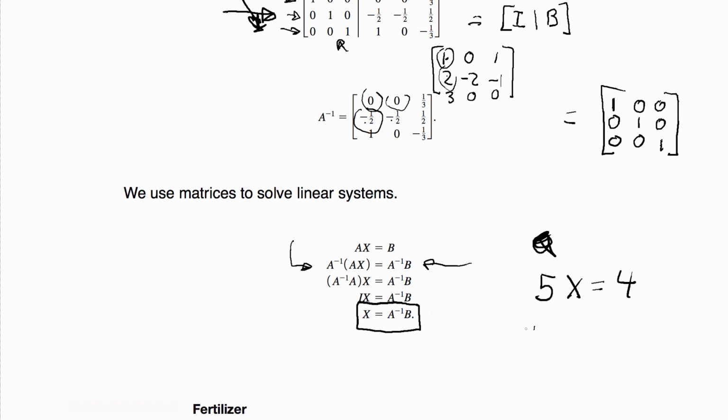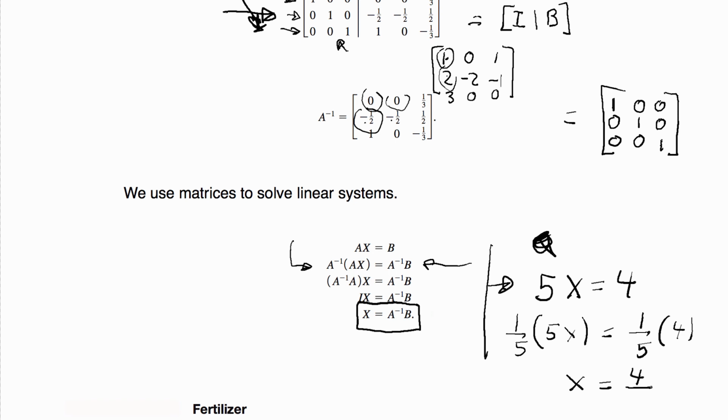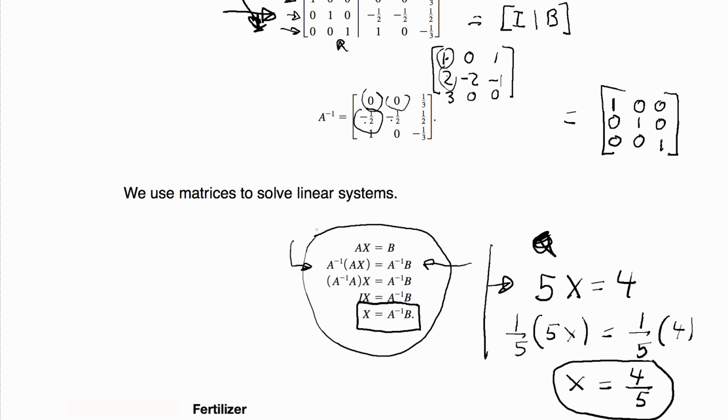So we get 1/5 times 5x is equal to 1/5 times 4, and that's how we got our answer, right? So that is this calculation I'm doing on the right, which you did in, I don't know, 8th, 9th grade, 7th grade, whenever it was, maybe before that actually. That's exactly the calculation we're going to carry out now, except using matrices.